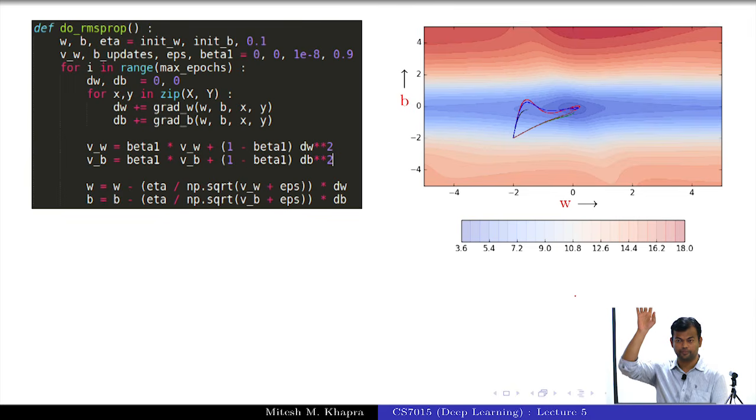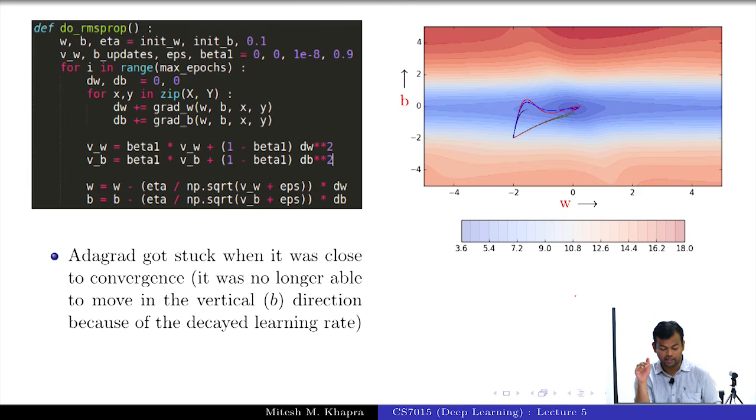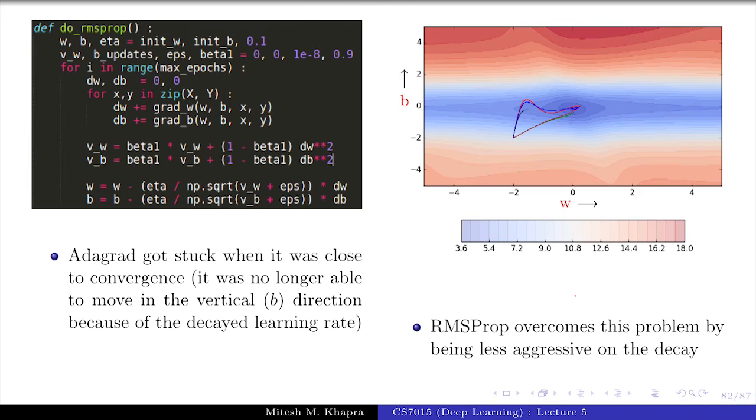How many of you get this? Okay, not as many as I would like. Can you please raise your hands? Okay, some people are just lazy. Fine. So Adagrad got stuck when it was close to convergence because the learning rate was killed and it was no longer able to move in the direction of B. But RMSProp overcomes this problem by not growing the denominator very aggressively.